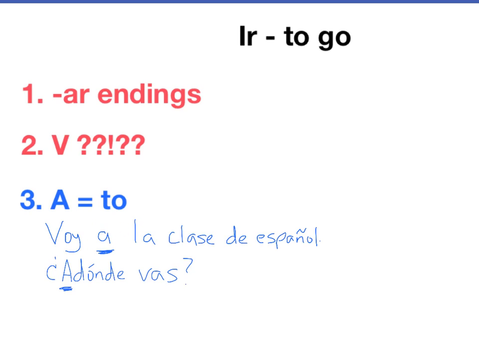You have to use a. If you just say voy la clase de español, that means I go Spanish class. That doesn't sound right in English, and it doesn't sound right in Spanish either. So just get used to using ir with a.